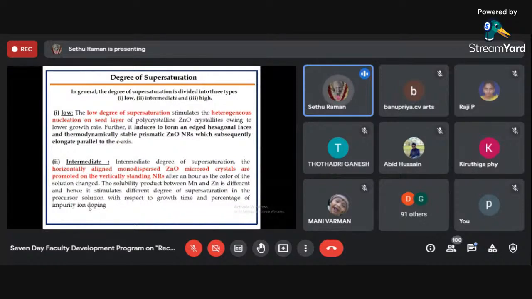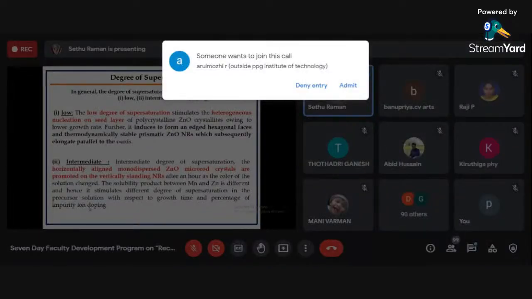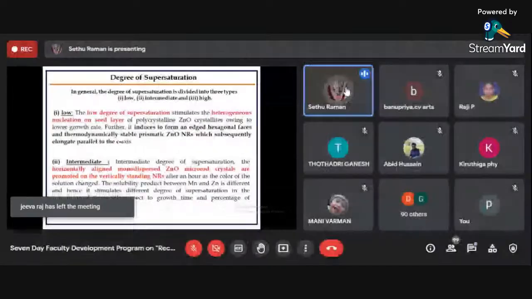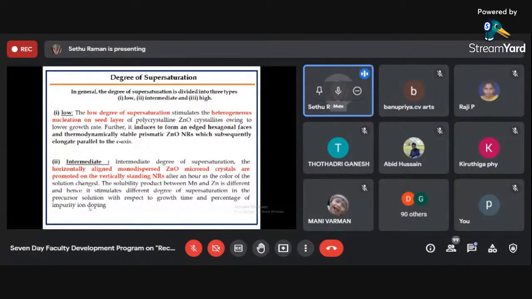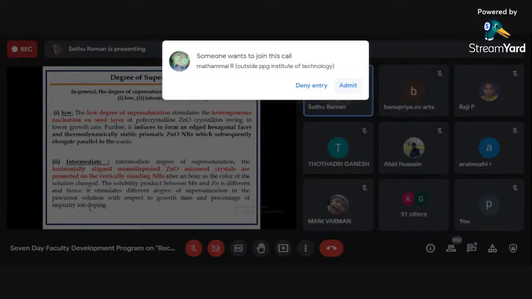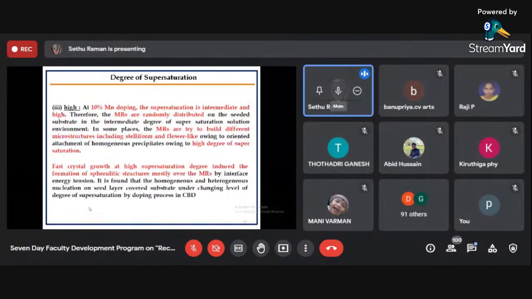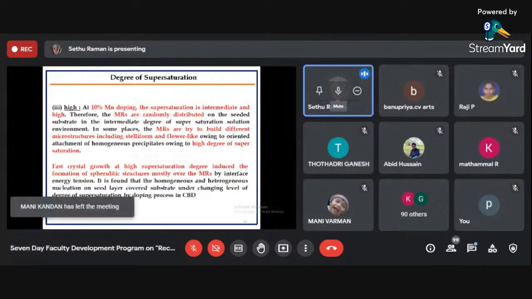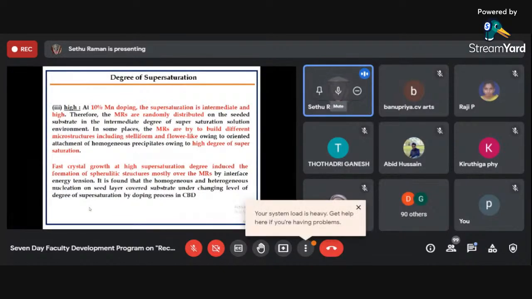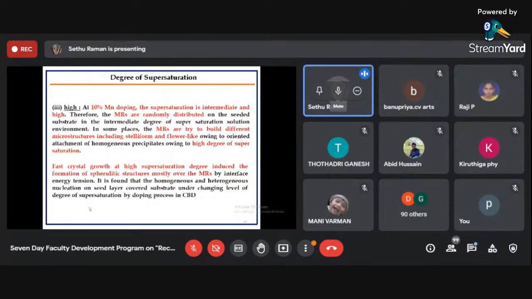The color of the solution is completely changed. What happened? The solubility product between Mn and Zn is different, and hence it stimulates different degrees of supersaturation in the precursor solution with respect to the growth time and the percentage of impurity ion doping. That is the reason the color of the solution is changed. But when the supersaturation is high in the solution, at 10% of Mn doping, the supersaturation is intermediate and high. If the supersaturation is intermediate, then microrods are randomly distributed on the seeded substrate, and there is no growth of nanorods.